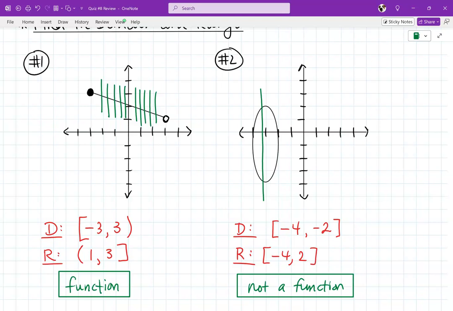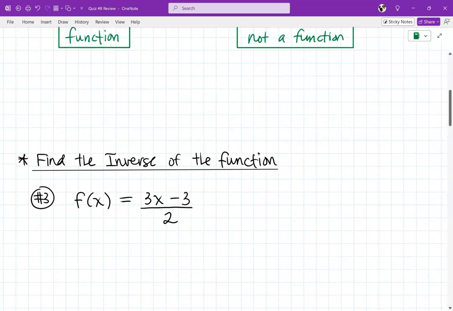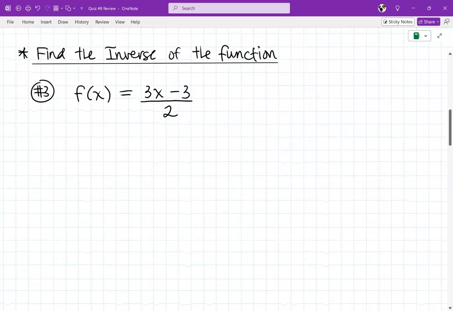Are we okay with that part? The testing with the vertical line, right? All right, now let's go back to this. So find the inverse of the function.